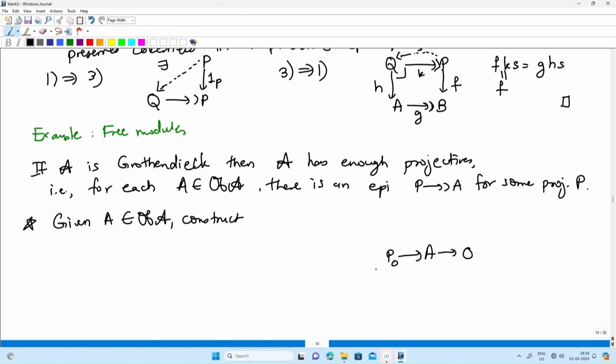Okay, surjective map. So I can take the kernel. Let me call this map epsilon, which is a standard name for it. Let me take K0, which is the kernel of epsilon. Then K0 is some other object, so I know there will exist some epimorphism onto K0 from a projective module. Okay, so this is that particular thing, and then this map will also have some kernel.